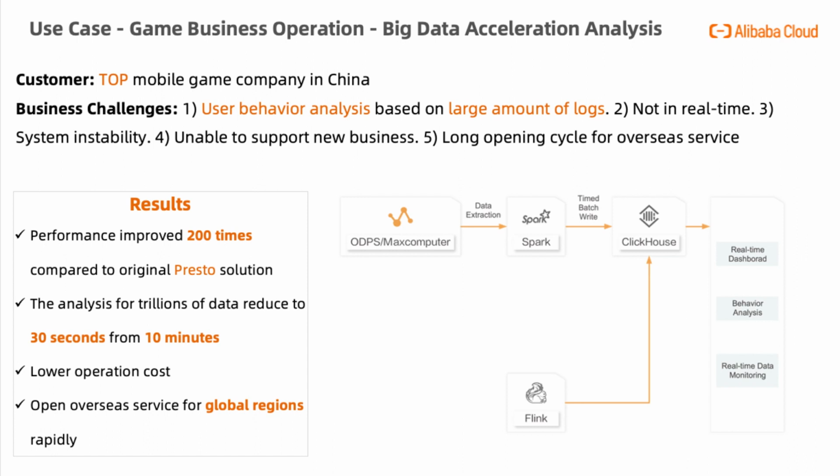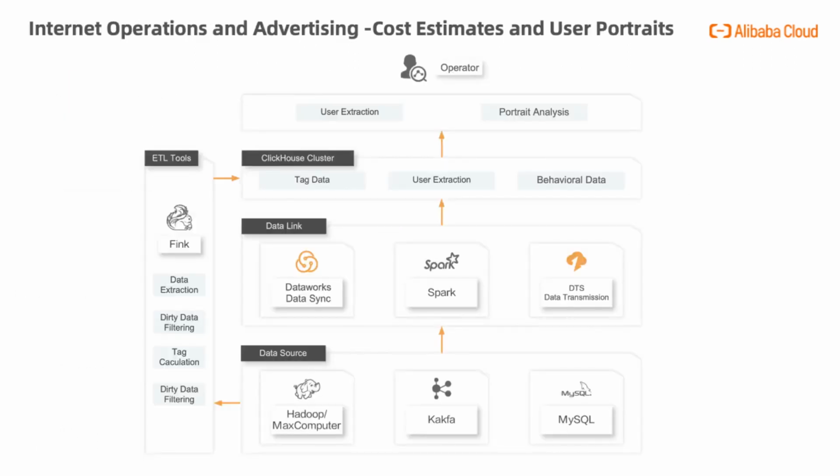As a result, performance improved 200 times compared to the original Presto solution, and the analysis for trillions of data records was reduced to 30 seconds from 10 minutes. In the aspect of operation and maintenance, it reduced the operation cost and helped open overseas service for the global region rapidly. Just as ClickHouse was born for clickstream and advertising-oriented data analysis, using ApsaraDB for ClickHouse is definitely a brilliant choice.